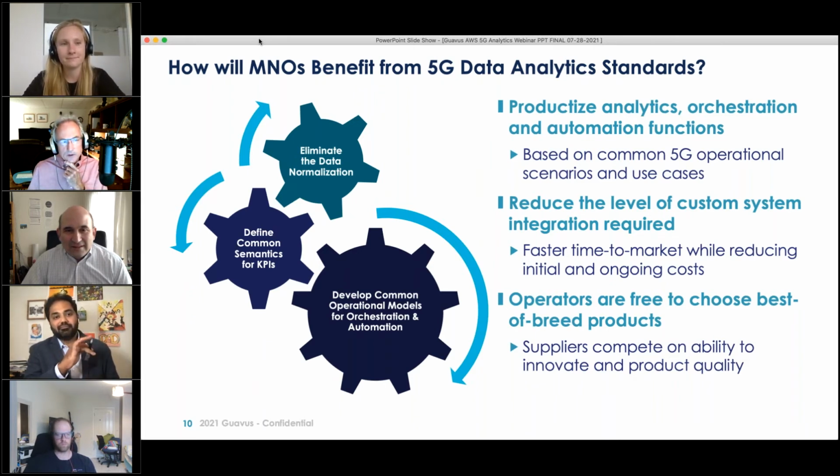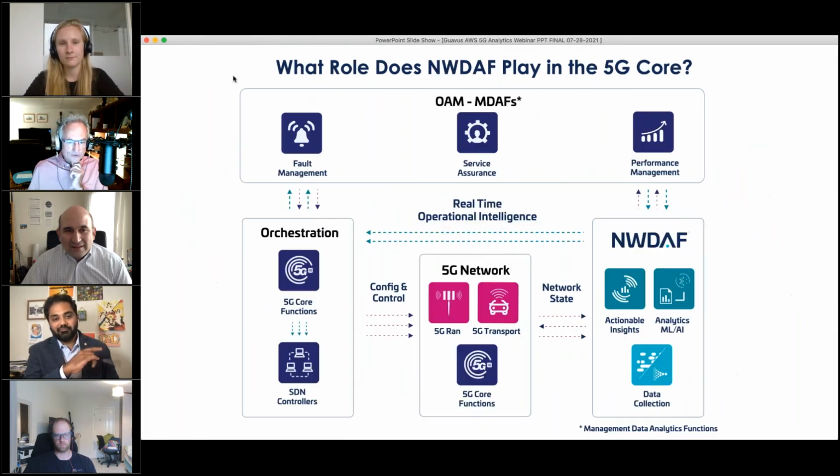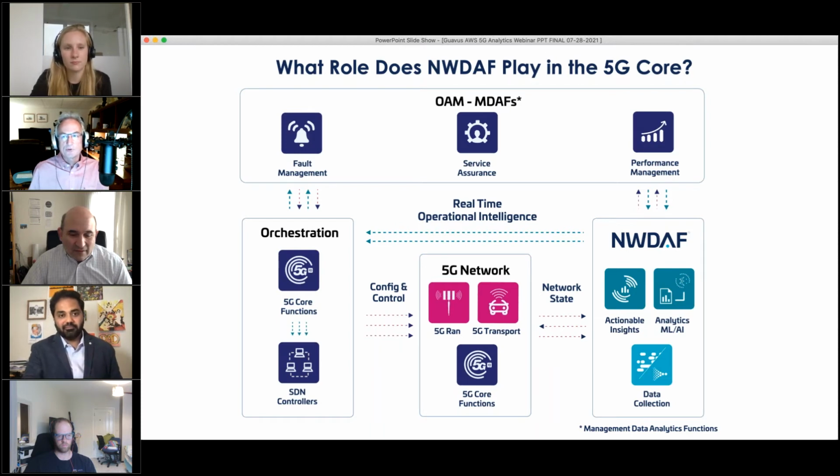Okay. So let's move ahead to the next topic. Andrew, maybe you could give us a brief rundown on how NWDAF fits into the 5G core. Again, do this at a high level and quickly, because there's a lot of information about this available on the Guavus website, but it might help to give the attendees a crisper understanding.